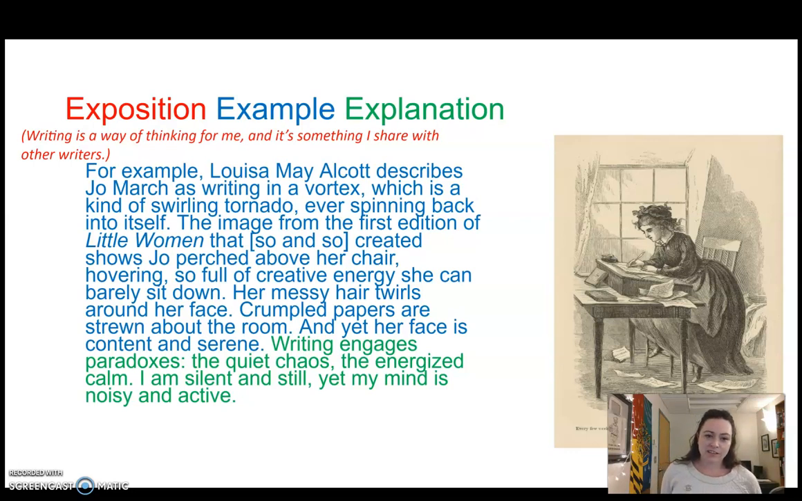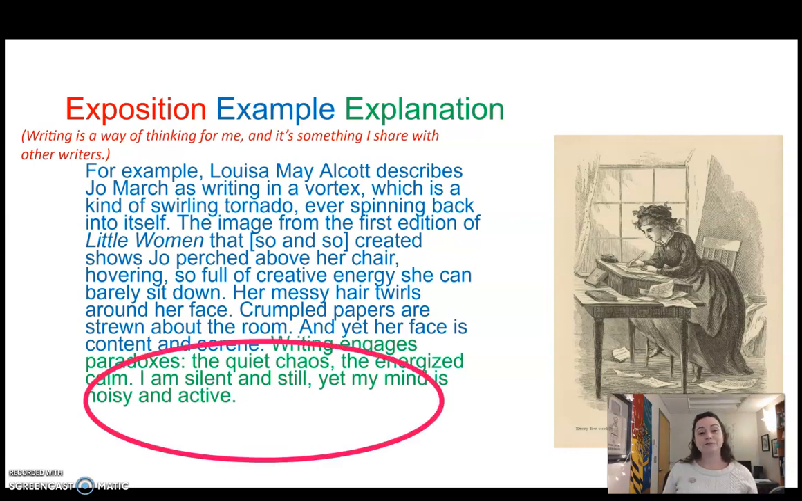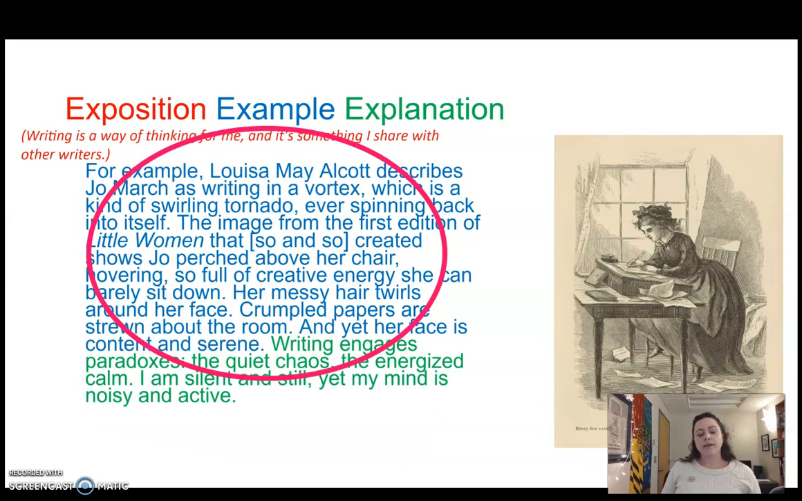Writing engages paradoxes, the quiet chaos, the energized calm. I am silent and still, yet my mind is noisy and active. Again, you can see that my explanation may need a little development when I get into the revision portion of the assignment series. And in this example, again, as I said before, you can use imagery. Part of what you want to do if you use imagery is to give a description of the image in such a way that you're showing your reader what you want them to get from looking at the image.